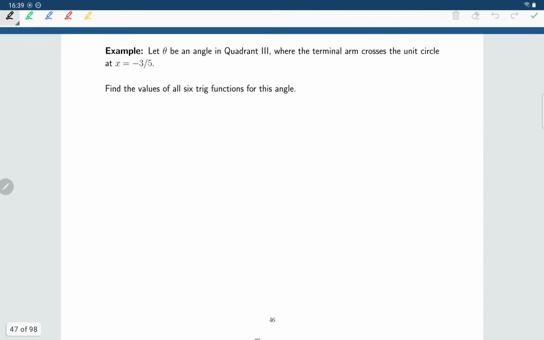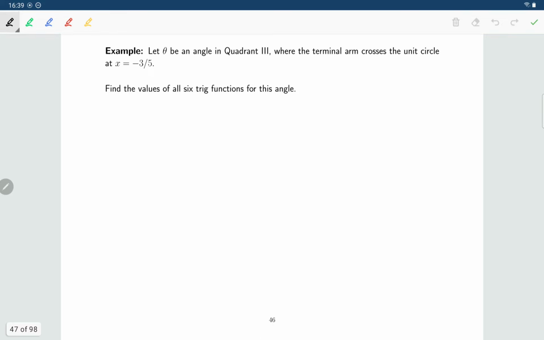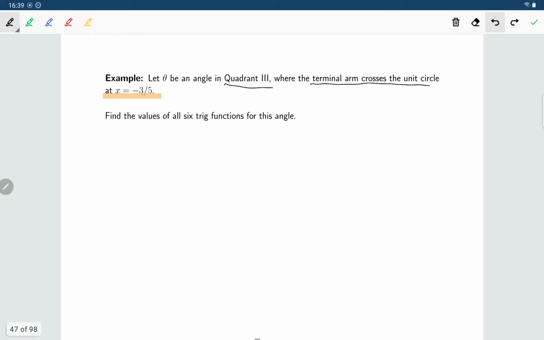We could also look at a problem much like ones that we've already looked at, both in right triangle trig and for angles in standard position. Here we've got an angle that's in quadrant 3, so we'll draw it in standard position, and we happen to know that the terminal arm is crossing the unit circle at x equals negative 3/5. So since we're in the unit circle, then that means we're dealing with r being 1. We're going to be then thinking about things in terms of our unit circle definition.